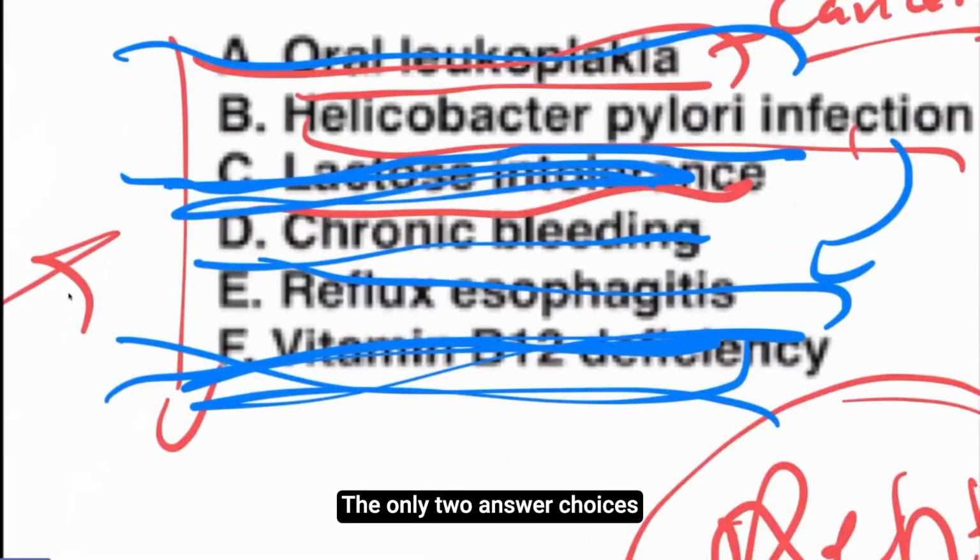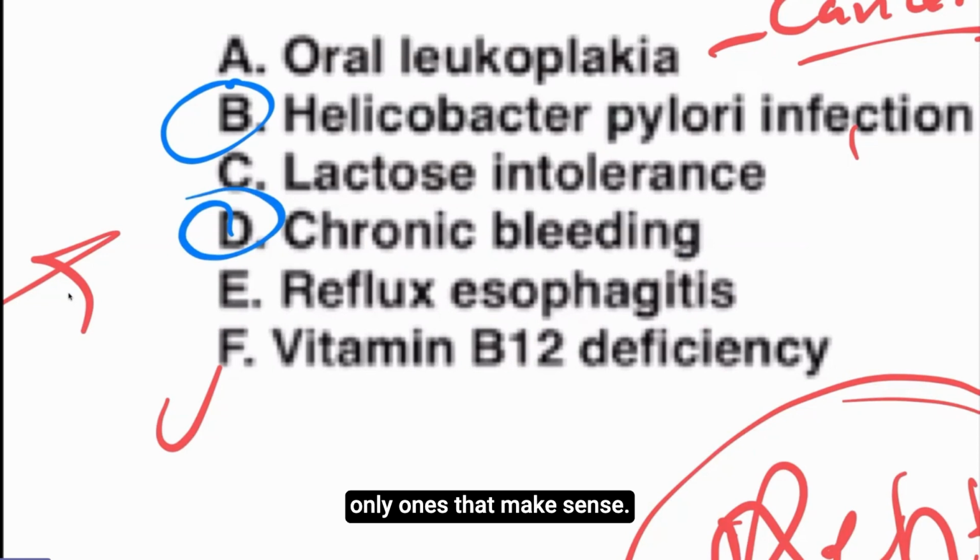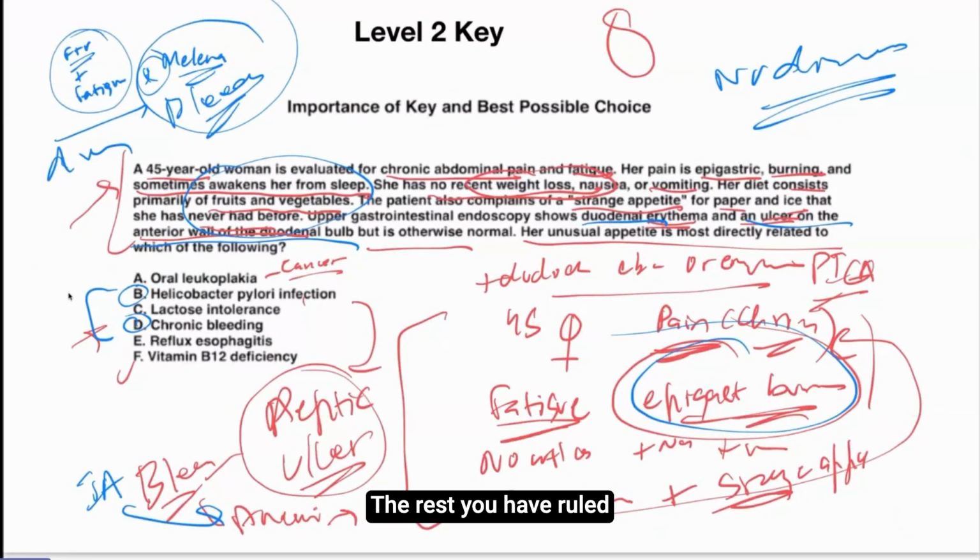The only two answer choices that would make sense in this long stem are B and D. If you look at the answer choices, B and D are the only ones that make sense. The rest you have ruled out. For B, it makes sense. For D, it makes sense that this could be the whole condition. But then what is it? The answer is in the key.